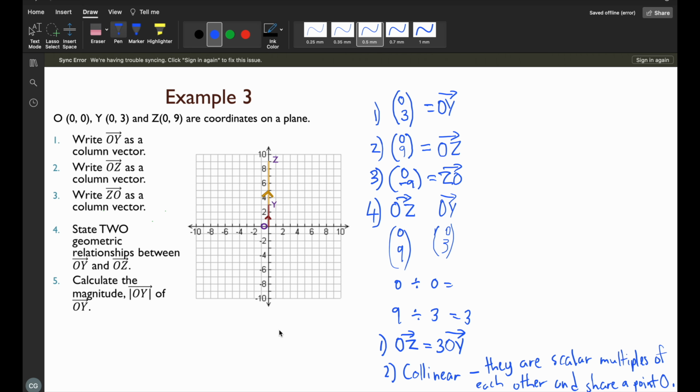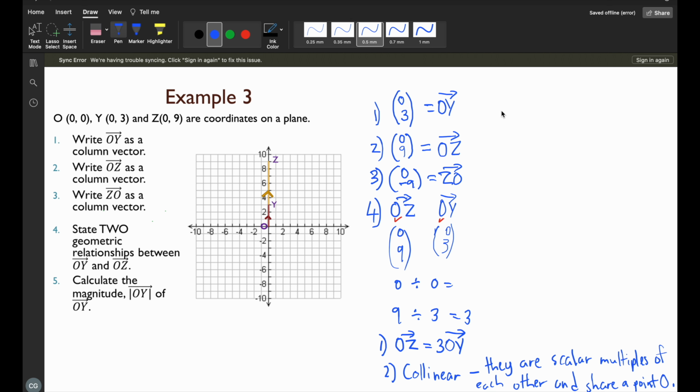So we have OZ and OY. Usually when they don't share that point, we say that they are parallel, but in this case, they both share the point O, so we know that they are collinear. So that's it for that one.